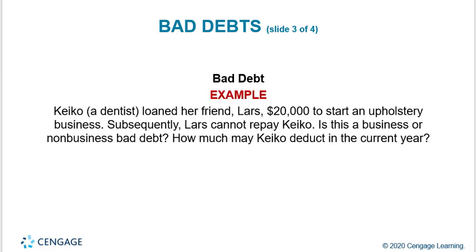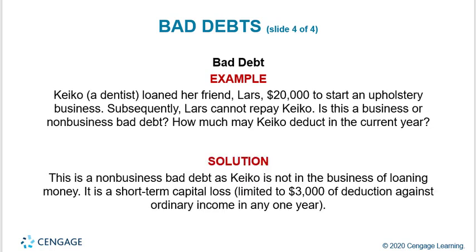So as an example, for bad debt, Kiko, a dentist, loaned her friend Lars $20,000 to start an upholstery business. Subsequently, Lars cannot repay Kiko, and so is this a business or non-business bad debt? How much may Kiko deduct in the current year? And so it's pretty obvious here this is a non-business bad debt, as Kiko is not in the business of loaning money. It is a short-term capital loss limited to $3,000 of deduction against ordinary income in any 1 year.